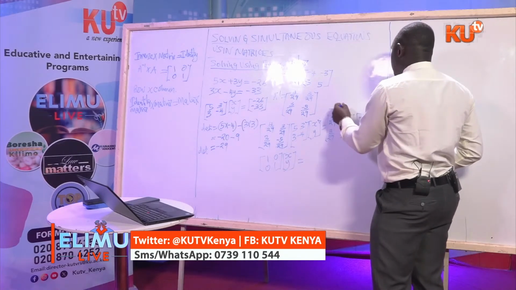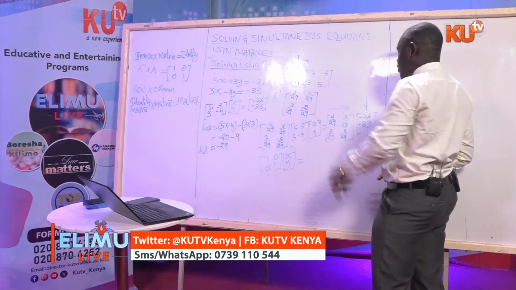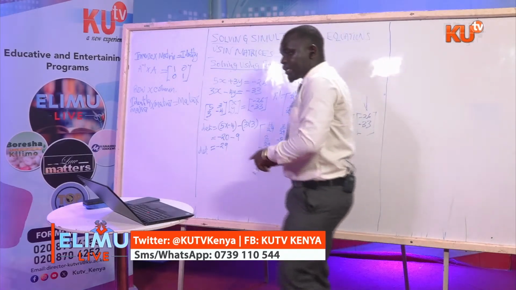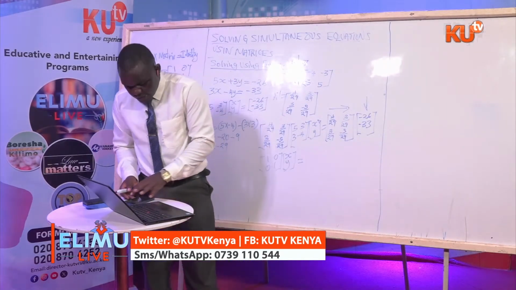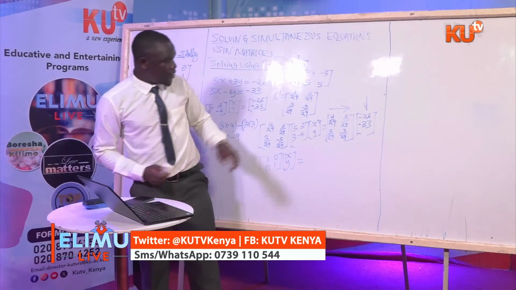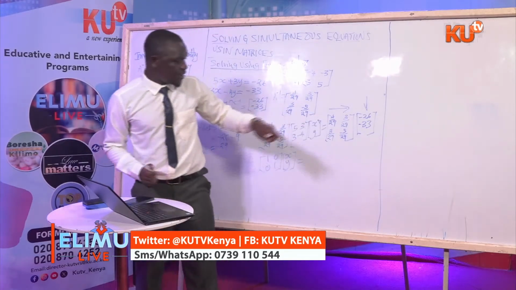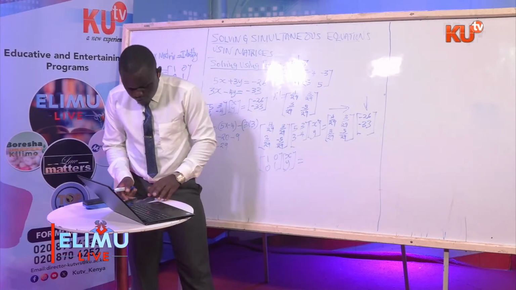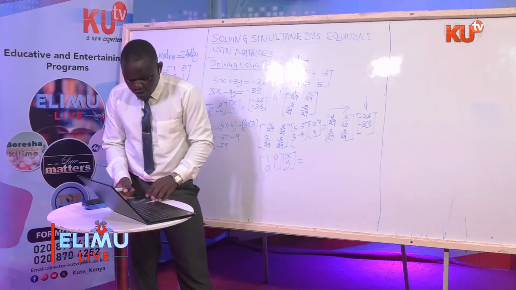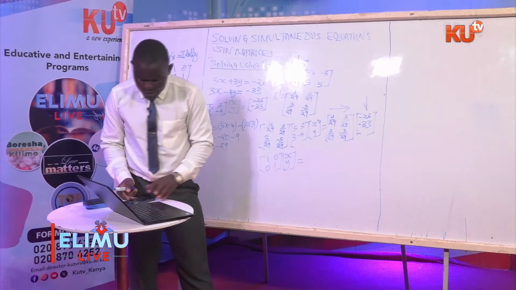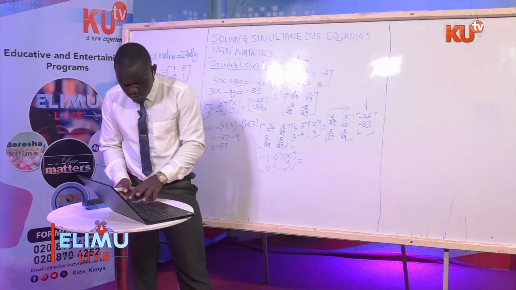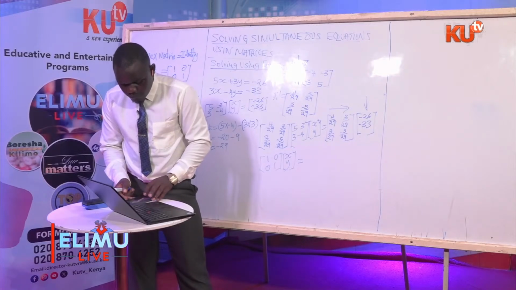Multiplication is always row times column. Don't forget that, learners. Row times column with the aid of our calculators. The first value I'm having is 4 over 29 times negative 26. So you open your brackets, then you key in 4 over 29. You multiply it by negative 26. You close your bracket. Then you press add.